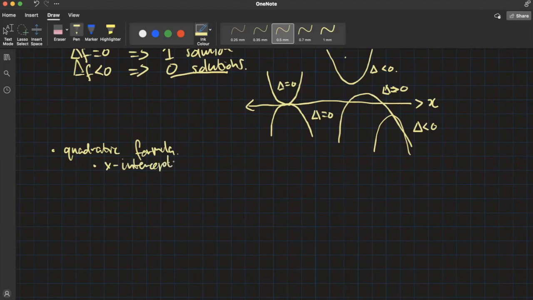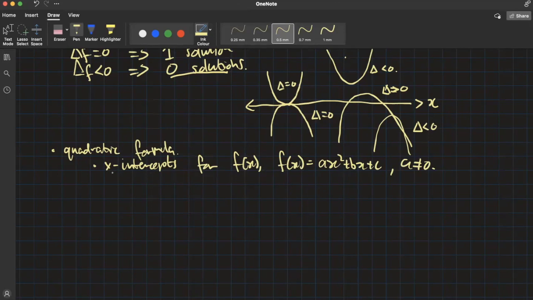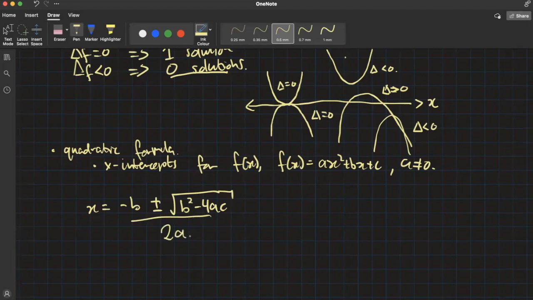Remember, the quadratic formula tells us the x-intercept locations for a function f of x, where f of x is in the form ax squared plus bx plus c, with a not being 0. So the exact same definition that we have above, it tells us the x-axis intercepts for our parabolas. And the quadratic formula is x is equal to negative b plus or minus the square root of b squared minus 4ac, all divided by 2a.